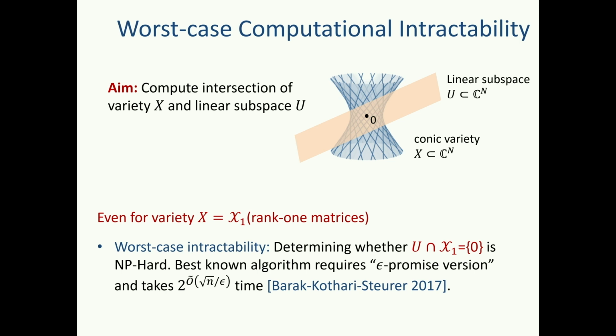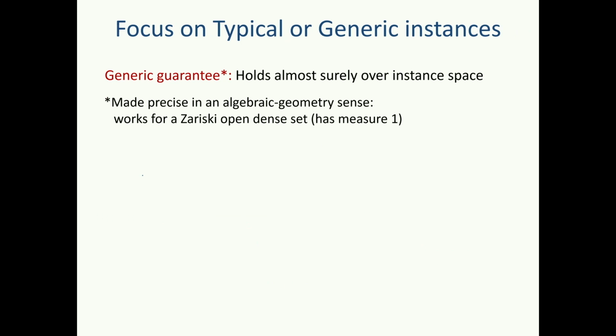But this is all in the worst case. We're not looking to get better algorithms of this flavor. We are looking for polynomial time algorithms, so you need to make some assumptions. What we'll be focusing on are typical inputs or generic inputs. The way you should think about it is you're looking for an algorithm that works almost surely over the instance space.